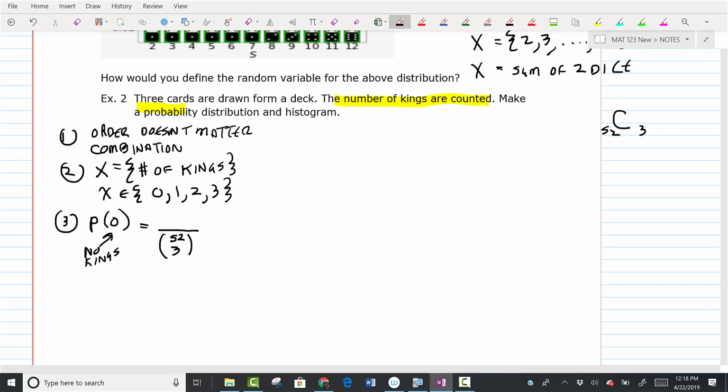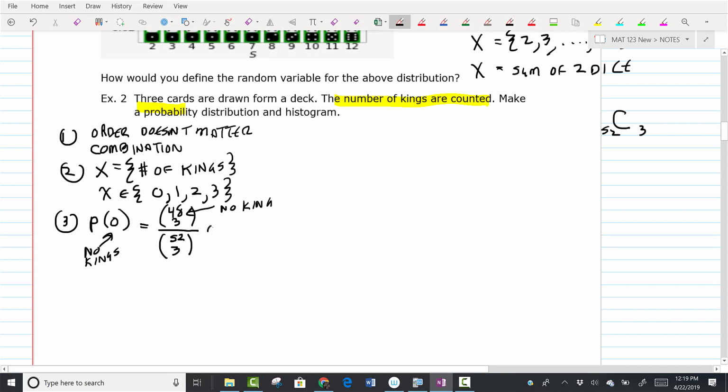Now the next thing we're going to do is this. What goes here? This is where you have to think about it. We're going to do a combination, and we're not going to get any kings at all. So think about this: in a deck of cards, how many are not kings? 48, right? There are 48 cards that are not kings. There are 4 kings in a deck. So you're going to choose those 3 cards from the 48 that are not kings. That's how I figure that out. Does that make sense? If you get no kings, that means you drew out of the 48 cards that are not kings.